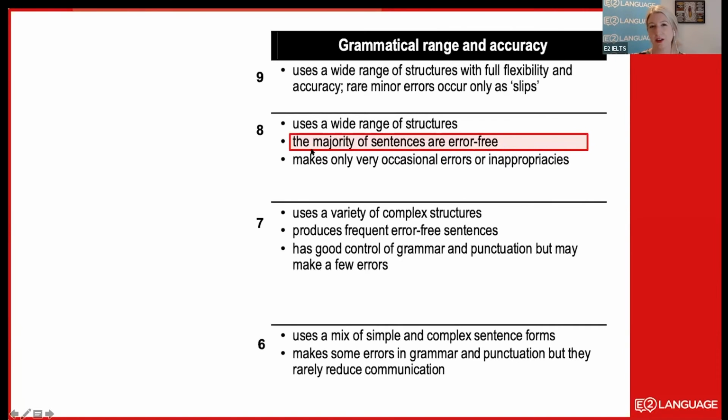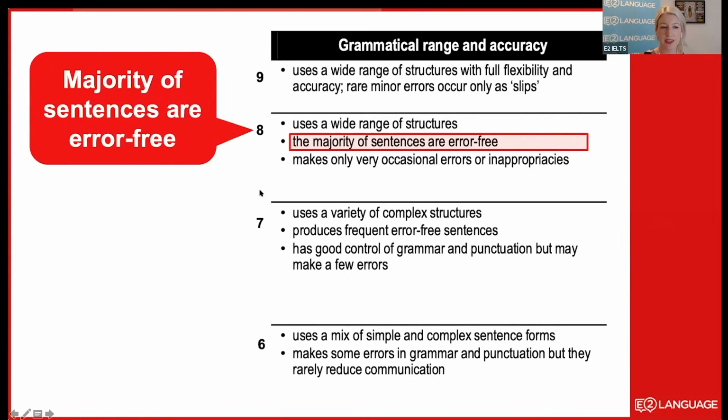Band 8, the majority are error-free. So majority, what does it mean? How many? If your essay is 20 sentences long, how many sentences must be perfect? The majority just means most or more than half. So really, you're aiming for more than 50% of your sentences error-free, absolutely error-free. No comma in the wrong place, no S in the wrong place. Everything is perfect. Okay, now that is quite tough to do.